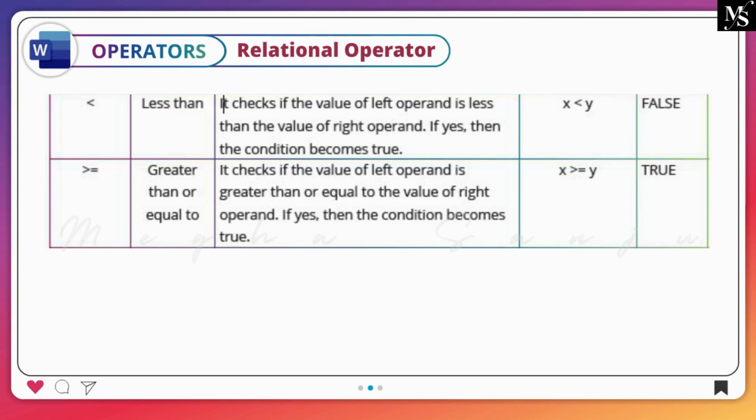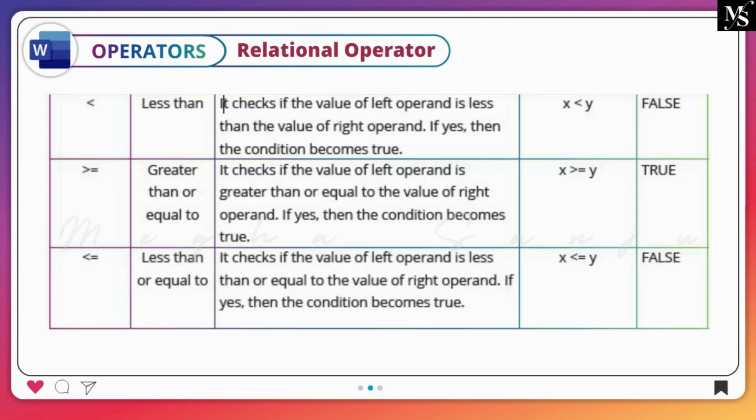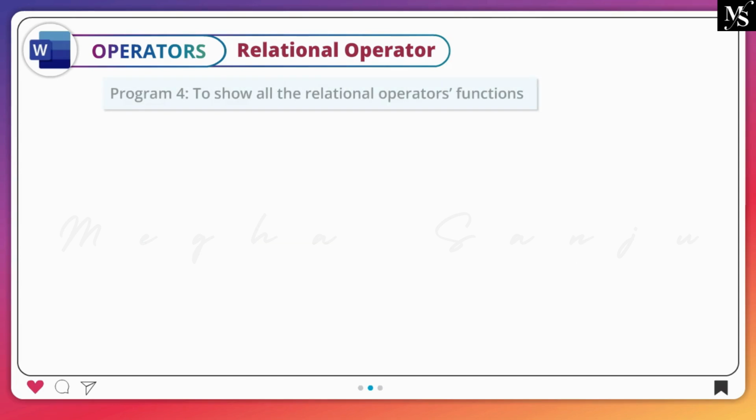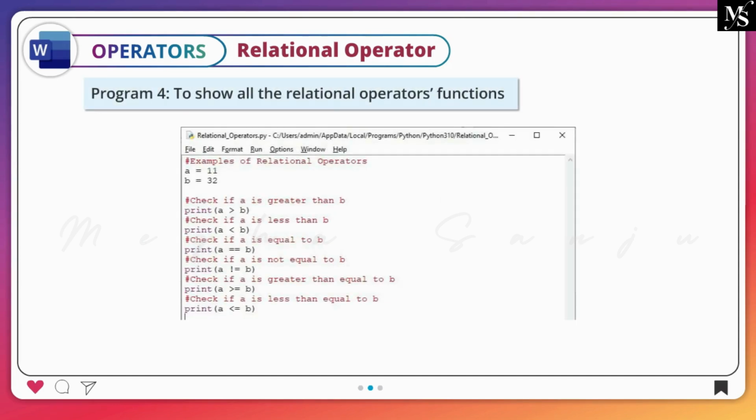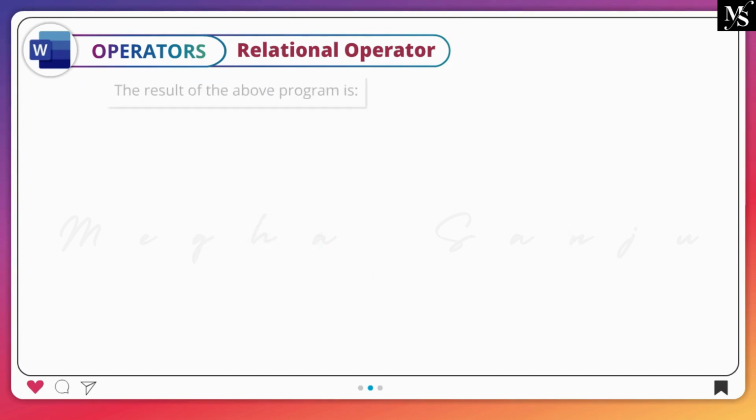Greater than or equal to. It checks if the value of left operand is greater than or equal to the value of right operand. If yes, then the condition becomes true. x greater than or equal to y, true. Less than or equal to. It checks if the value of left operand is less than or equal to the value of right operand. If yes, then the condition becomes true. x less than or equal to y, false. Program 4. To show all the relational operators functions.